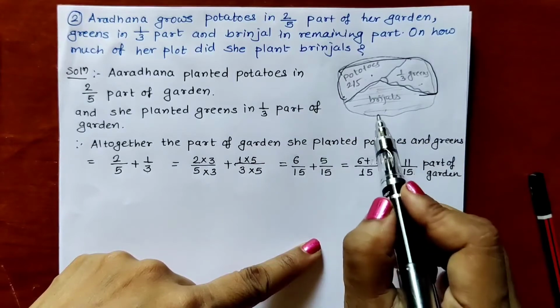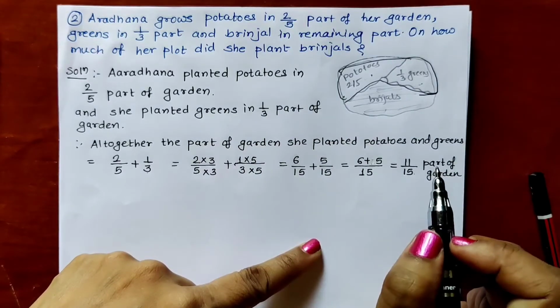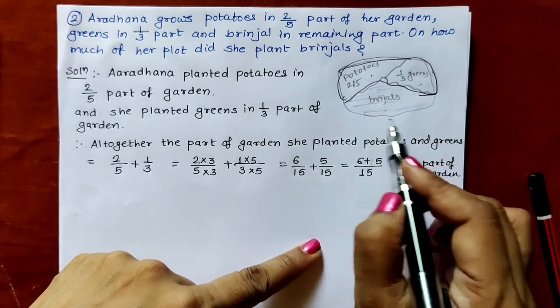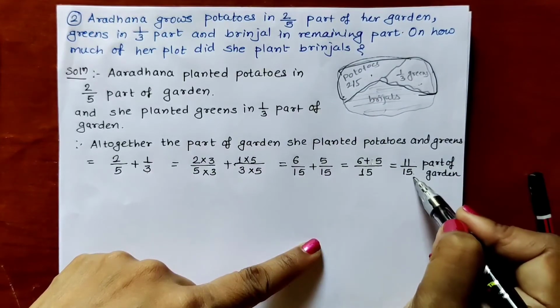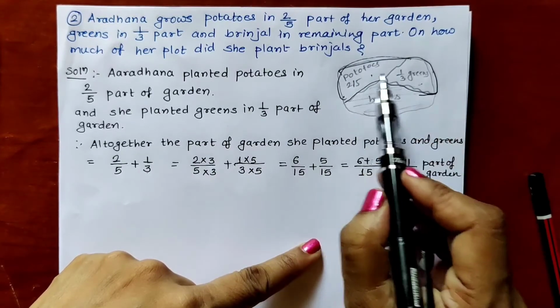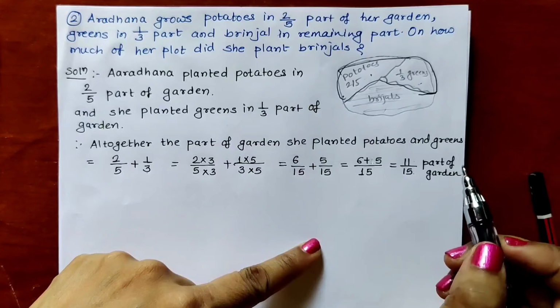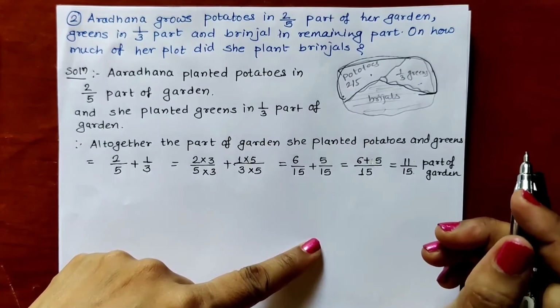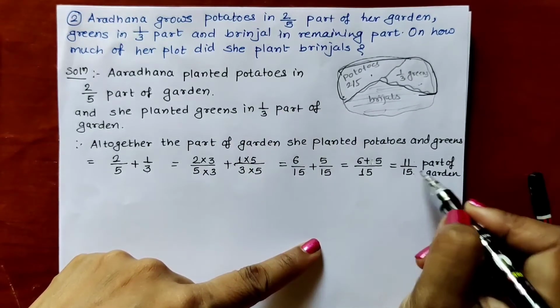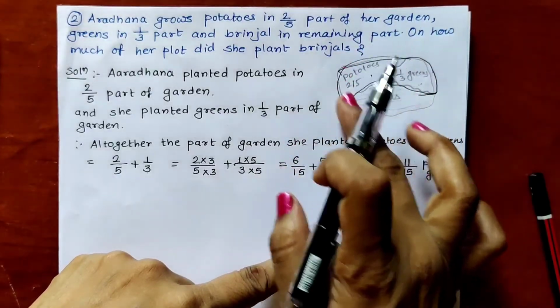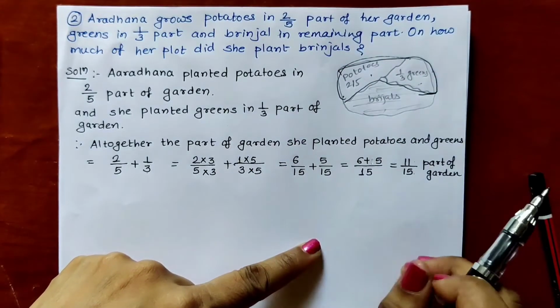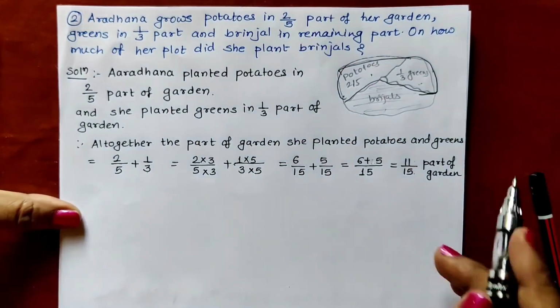Now the remaining part of brinjal we can find easily, because from one part of the garden, 11/15 part is for potatoes and greens. So the remaining part will be for brinjal. So what should be done? We have to subtract this 11 upon 15 from the full one part of the garden. So let us find out.